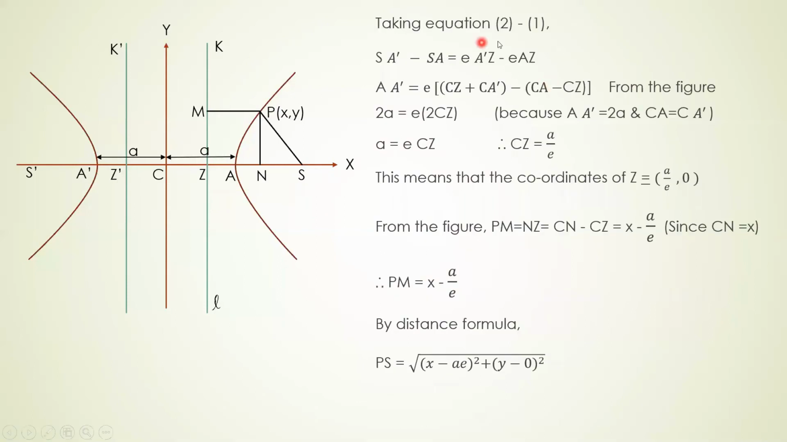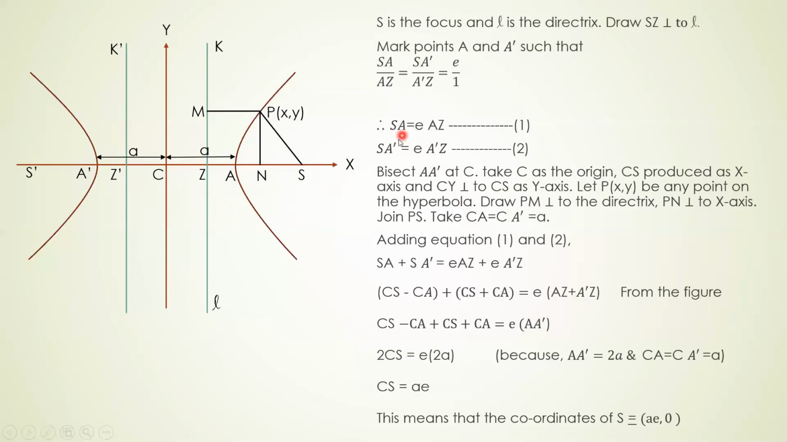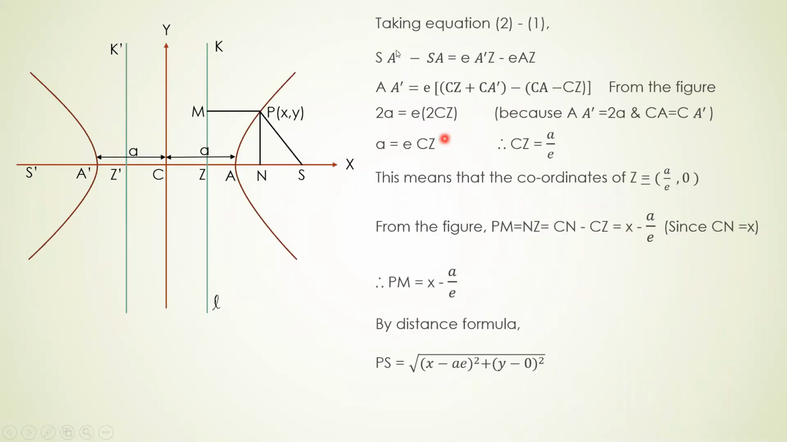Now we will take equation 2 minus equation 1. Already you know equation 1 and equation 2, we will subtract these two equations. That is equation 2 minus equation 1. So it will be SA dash minus SA on the left hand side, whereas on the right hand side it will be EA dash Z minus EAZ. SA dash minus SA, EA dash Z minus EAZ.